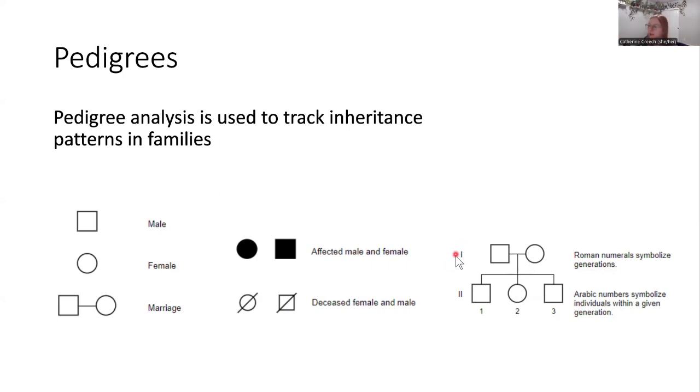The generation number is noted in Roman numerals. So I and II, so this is the P generation and the F1 generation. And the individuals in that generation are denoted with Arabic numbers. So the visual 1, 2, 3. So this couple right here had 3 children, 2 boys and 1 girl. In general, it usually goes from oldest to youngest as well, but that might not always be the case. So let's look at a pedigree.